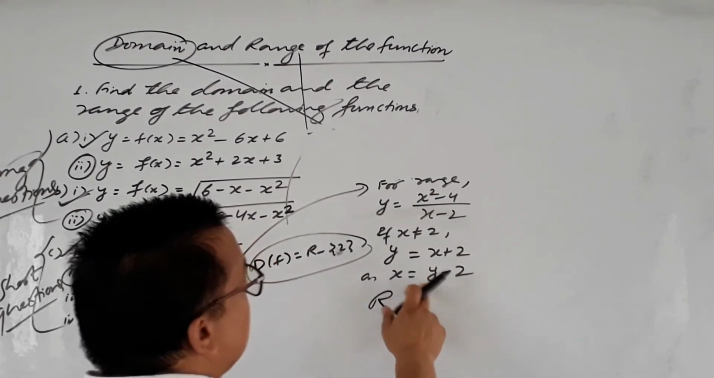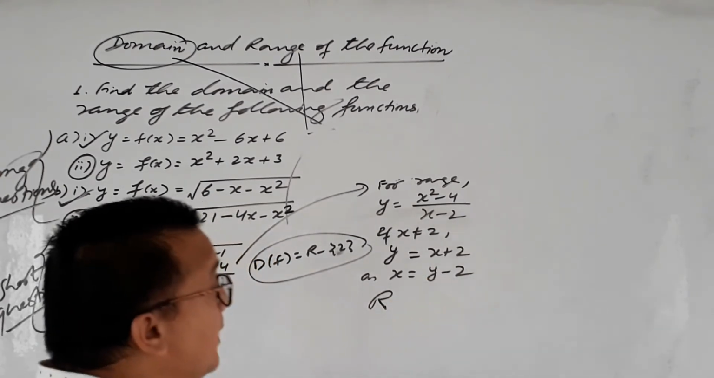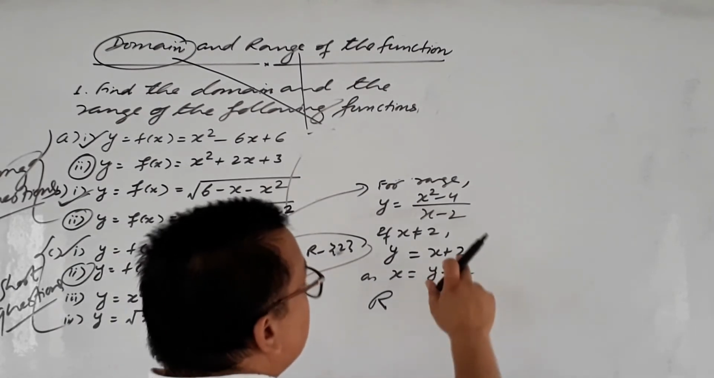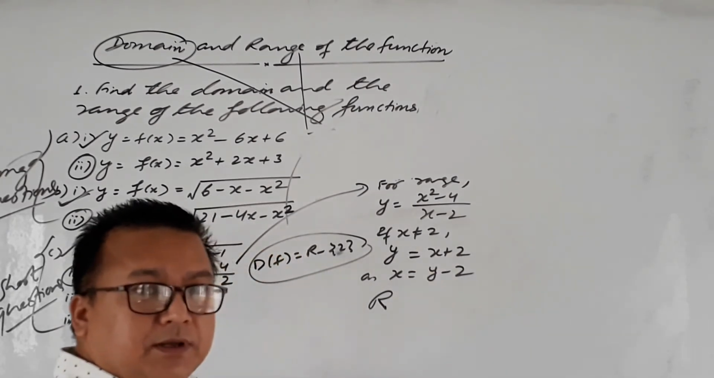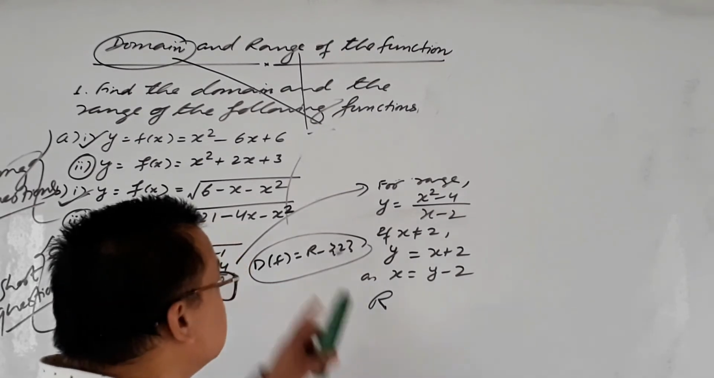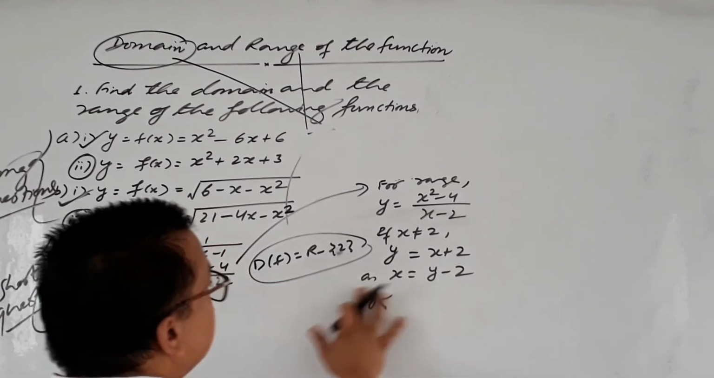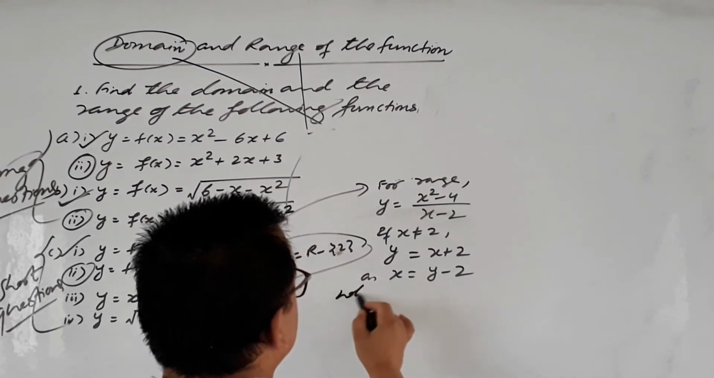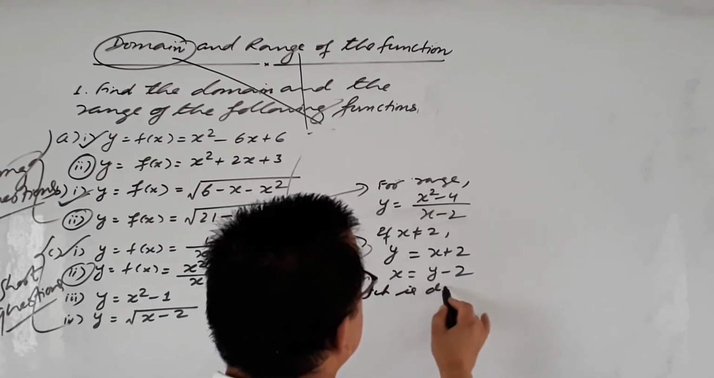But if we take y in the set of real numbers and we take y equal to 4, then 4 minus 2 is 2, so we will get the value of x as 2. But 2 is not in the domain of the function. You will write it this way.